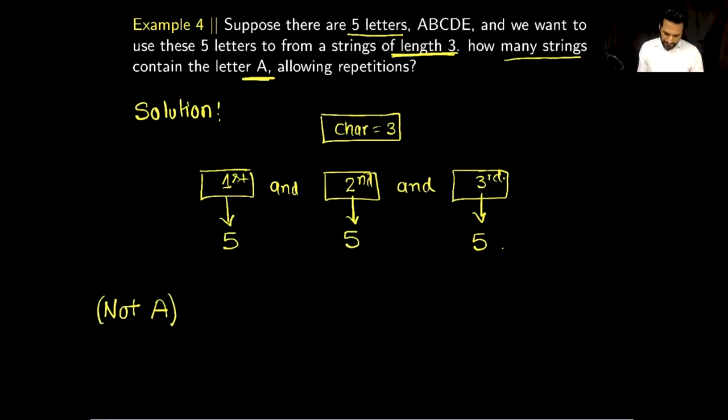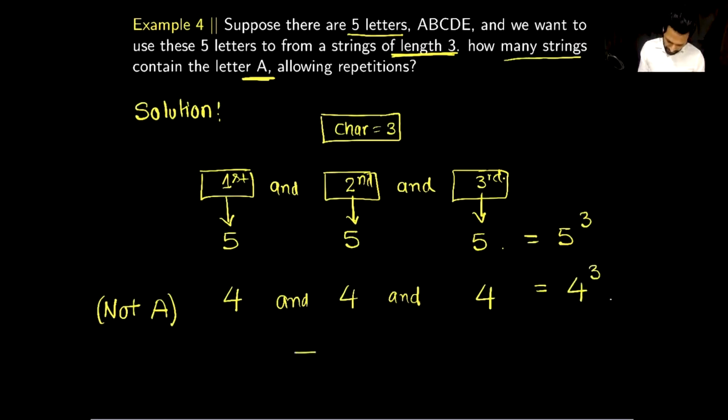If I put this restriction, I will have only 4 possibilities for the first position, 4 possibilities for the second position, and 4 possibilities for the third position. And again, the conjunction between them is AND. So 5 raised to power 3 is the total number of ways I can generate a string of 3 characters which may or may not have A, and 4 to the power 3 is the number which do not contain A.